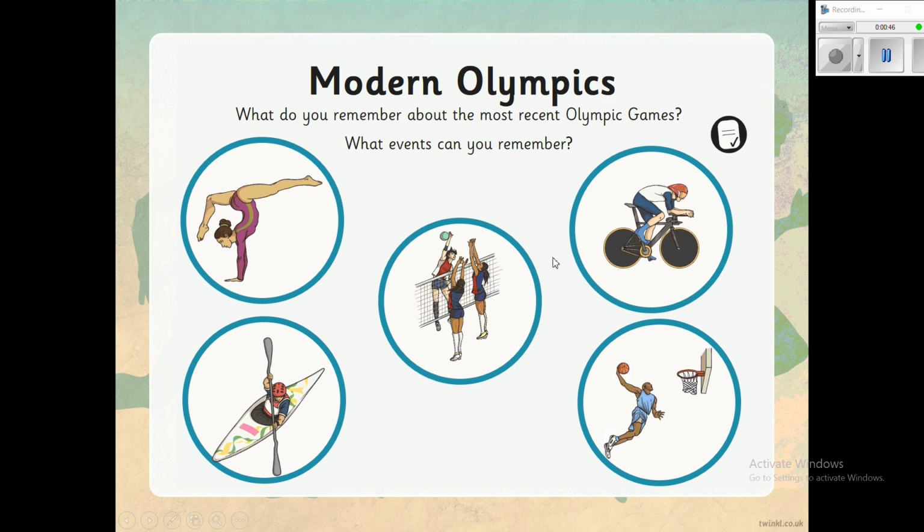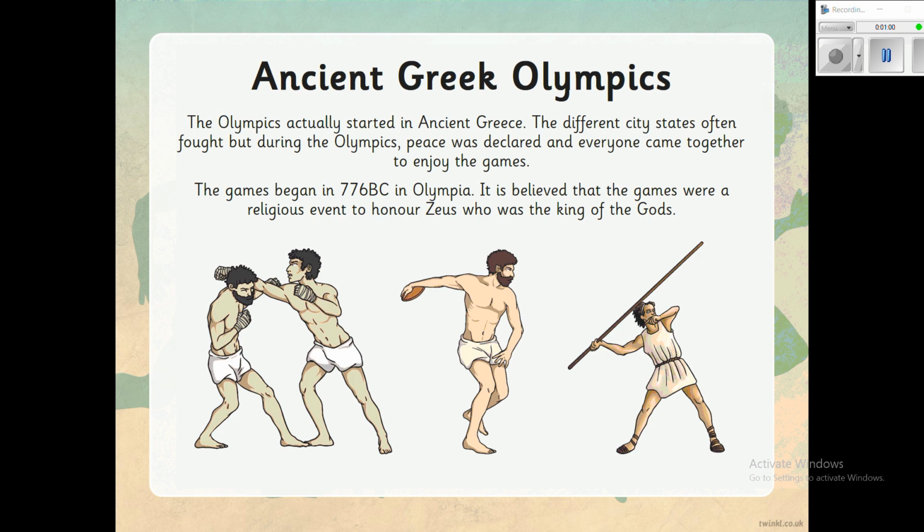What can you remember? So write down some of the events that you remember, maybe, or anything that you can remember about the Olympic Games, maybe the symbol, anything at all. I don't mind. So have a go at that for me, write down some of your ideas, and then we'll move on.